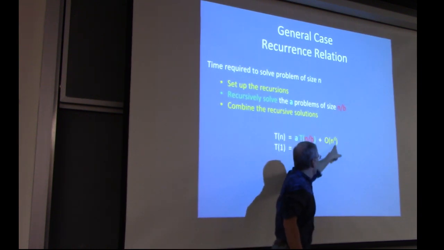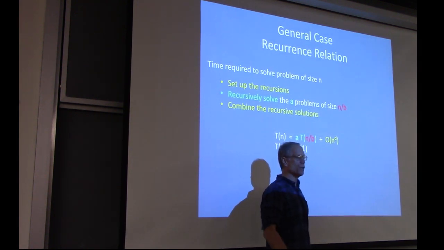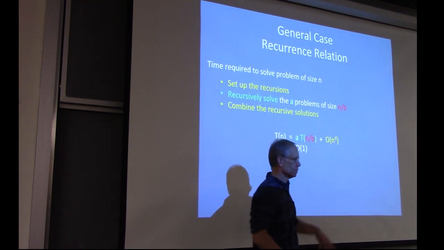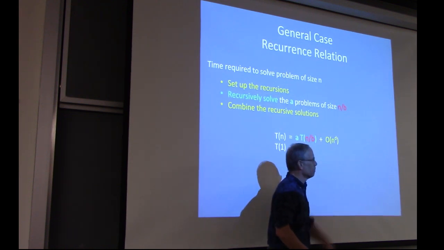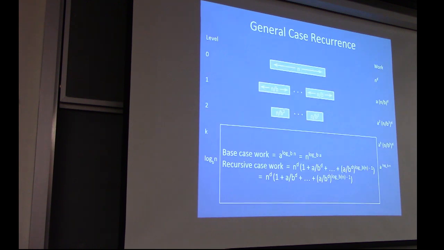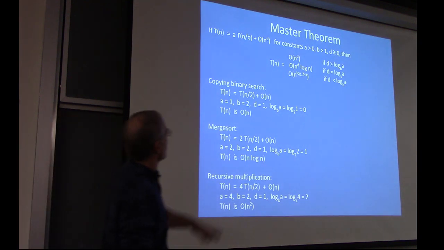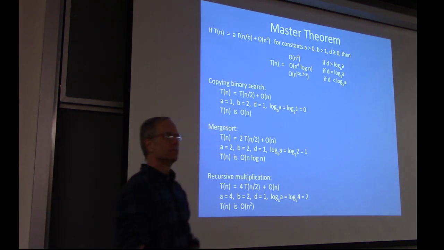And this is just a bound that you put on the work that you do in addition to the recursion. It has to be O of n to some power. So that's the general form of a recurrence relation. And I'm going to skip to the payoff here before I skip back to those two slides. There's something called the master theorem.